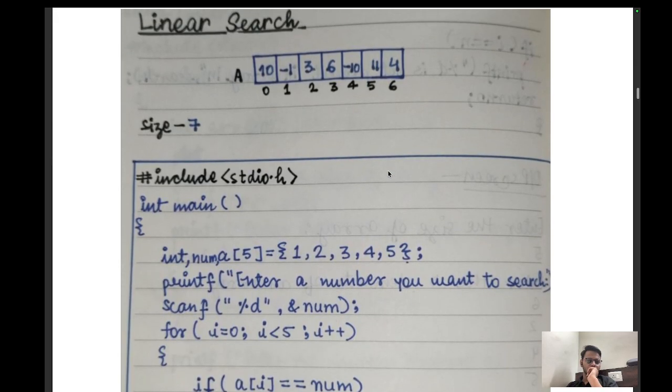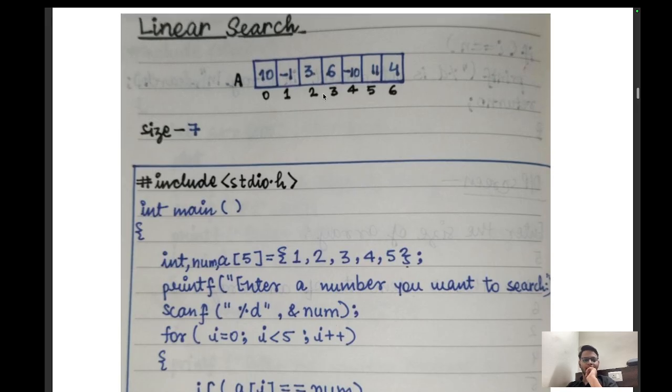So yeah, the code is written over here, and for the example, we have taken this array which has 7 elements, and the zeroth element is 10, and the last one is 4.